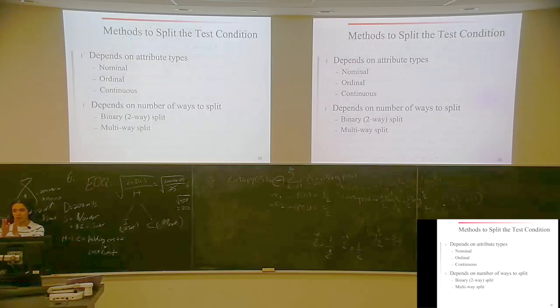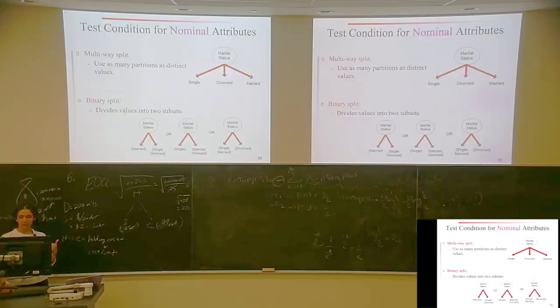And then we also learned about methods to split test conditions. It depends on the type of attribute. We discussed several attributes such as nominal, ordinal, continuous, and also how we can split them, binary or multi-way. So I'm going to go over them quickly because I already explained them last session. If they are nominal, no issues, right? Nominal attributes are categorical attributes with no order, such as marital status, color, anything like that without order.